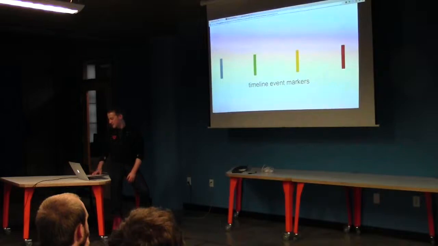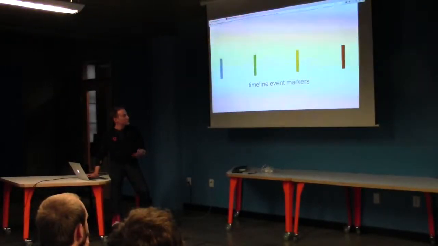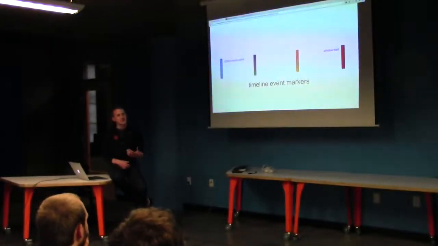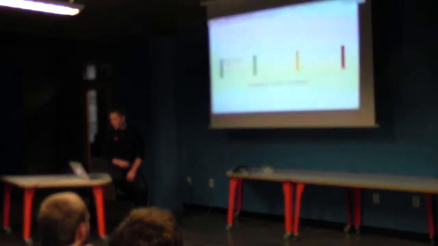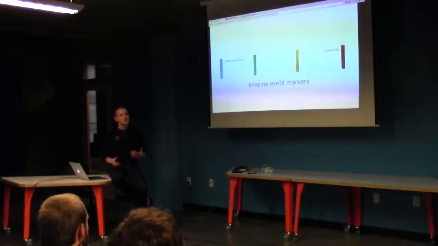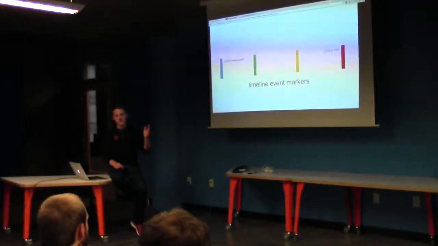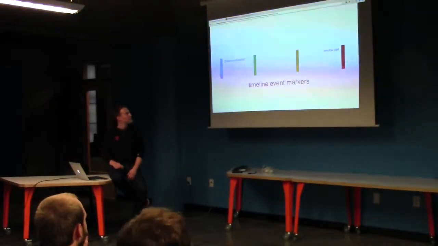What they are is timeline event markers. And they do have meanings. At least three of them have very specific meanings. So the blue one represents the DOM content loaded event. This gets fired when your entire document has been loaded and parsed on the page. You'll usually see it pretty early in your timeline on page load.